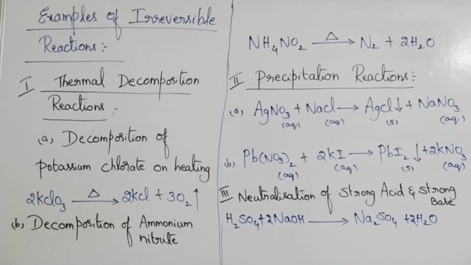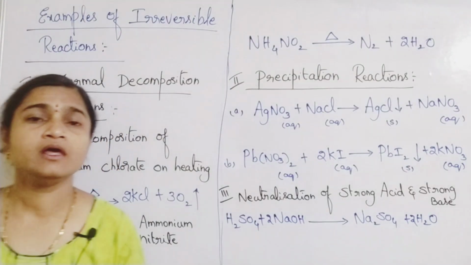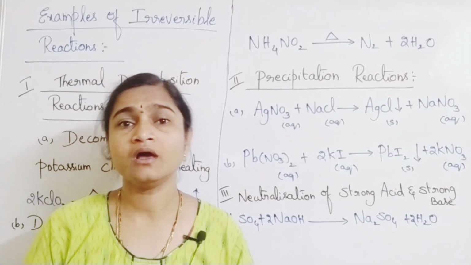Now let us see some examples for irreversible reactions. So first one, if you go for thermal decomposition reactions, means what? The reactions which happen on heating. If any substance is being heated, it decomposes into its constituent compounds.